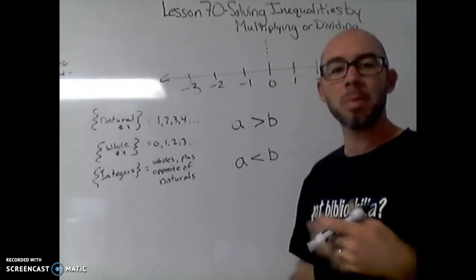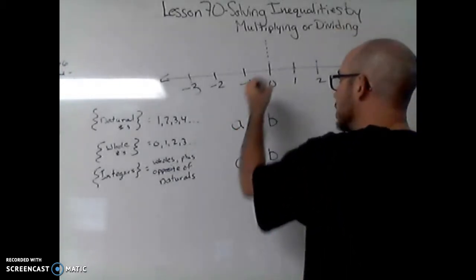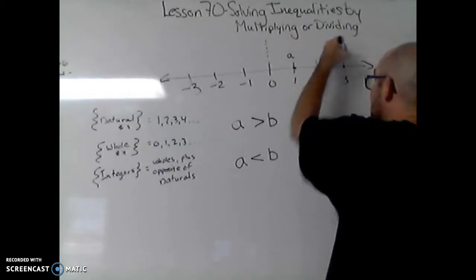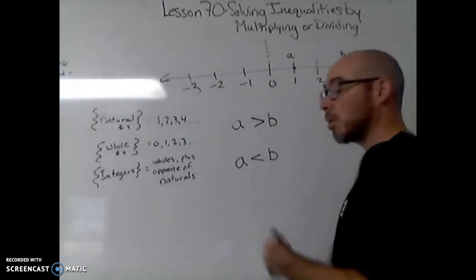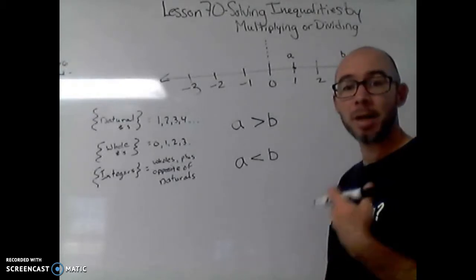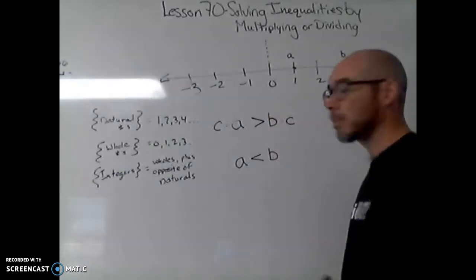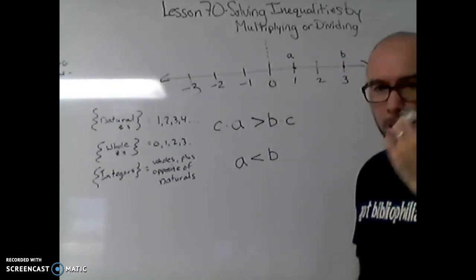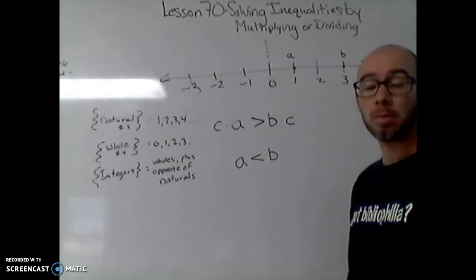Well, today we're going to be multiplying and dividing these whole numbers. So let's say we're at 1 and 3 again for A and for B. And we do the same thing to both sides. We're going to multiply them both by some value C. Let's imagine, in our case here with 1 and 3, that our number is 2. We're going to multiply both 1 and 3 by 2.